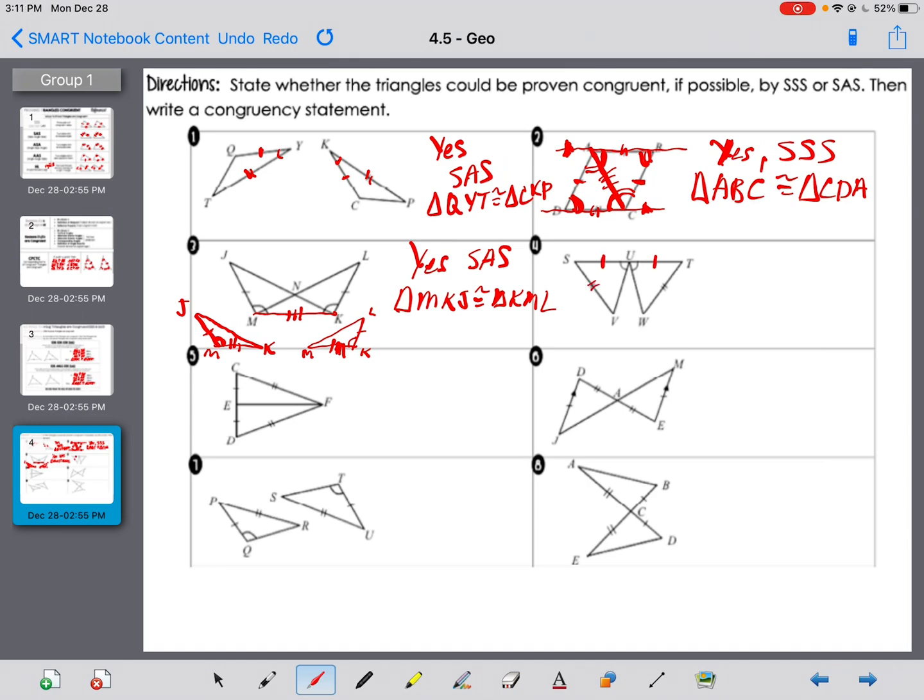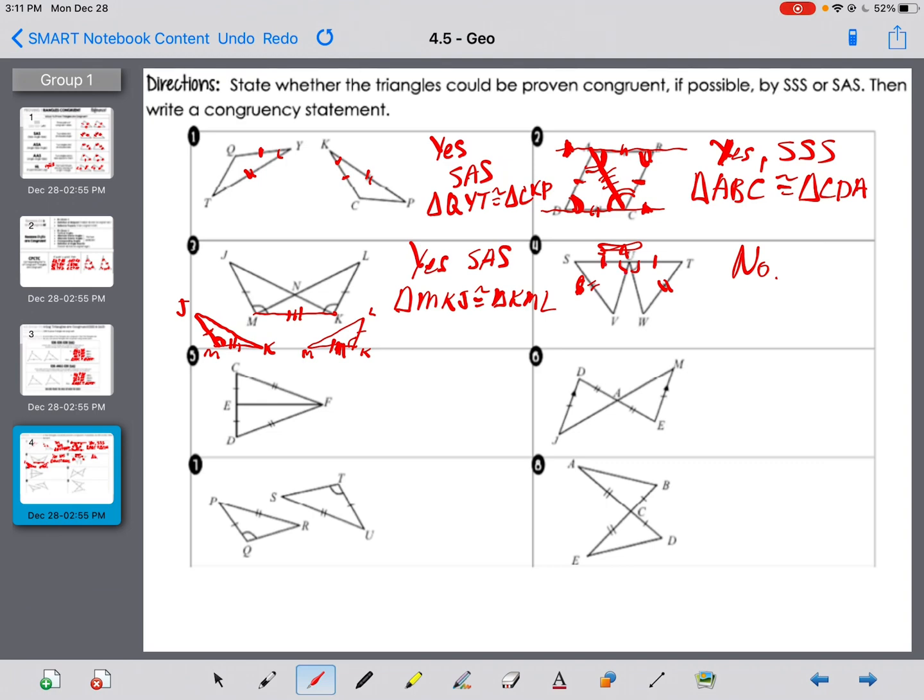I've got a side, a side, a side, a side, and I've got an angle. But the angle's not in between them. This would be angle, side, side. That's a no. You can't write that word. Okay, so that's out. If it had a 90-degree angle in it, we could switch the name to hypotenuse leg. Now it's okay to say. But nope, not right now. Angle, side, side, no bueno.